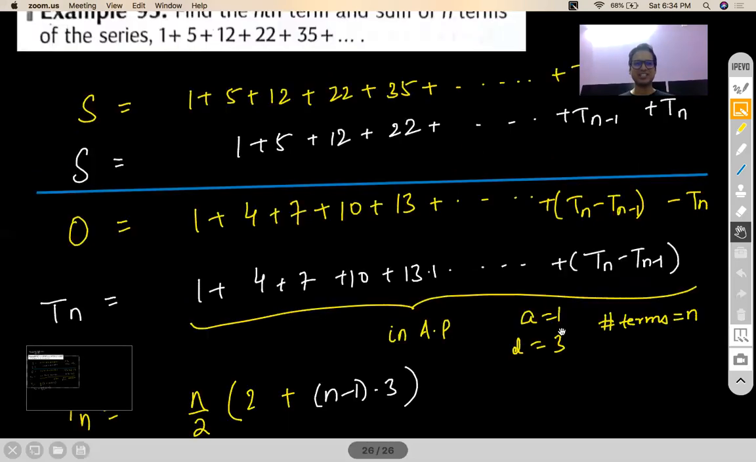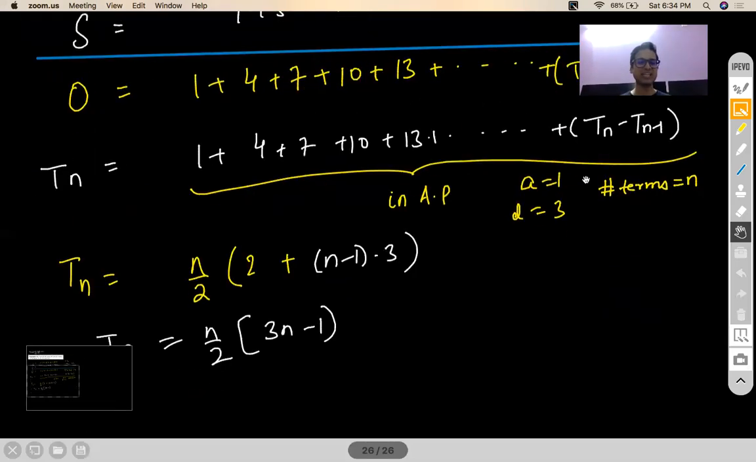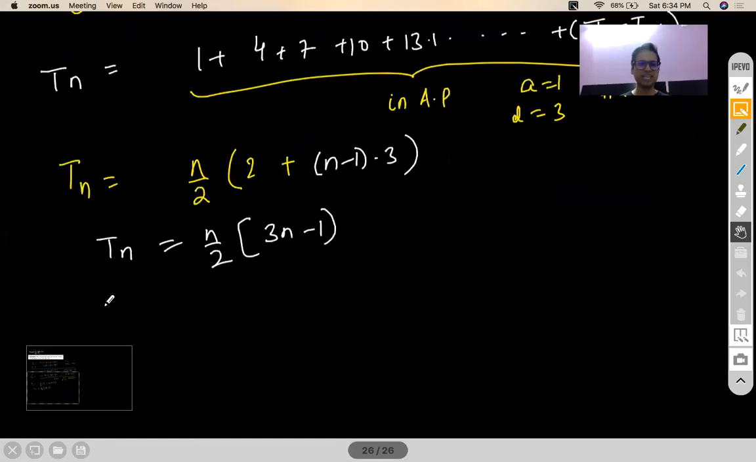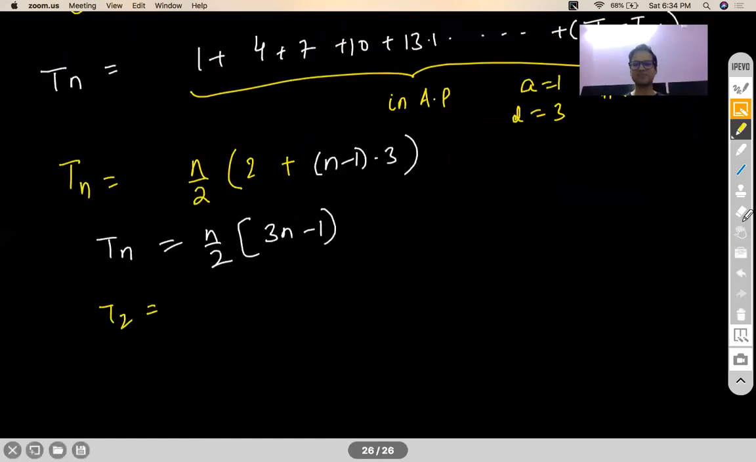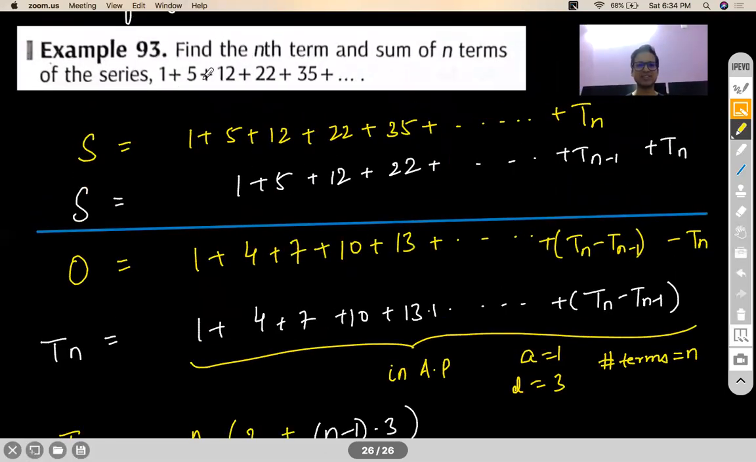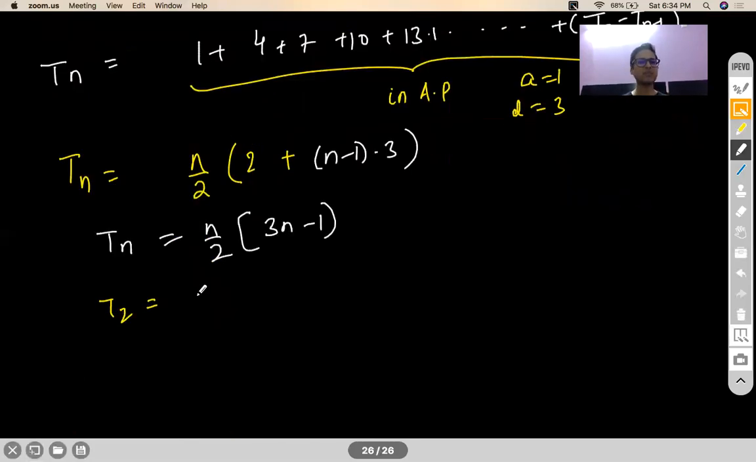Okay. So please, when you get your nth term, verify your result. Is your result correct? If you put n as 2, do you get a 5? Check. Because your second term here is 5. So do you get a 5 when you put n equal to 2? Every step you should verify. Yes, I get a 5. That means this result is correct. Are you getting my point?